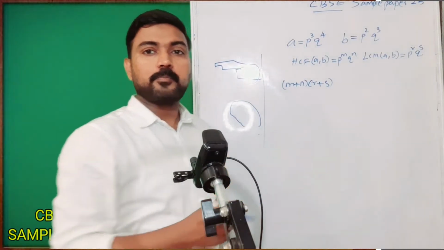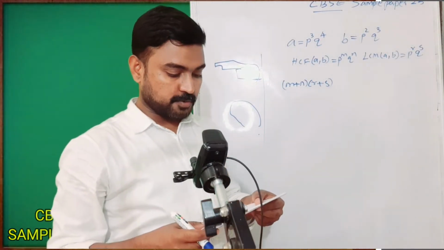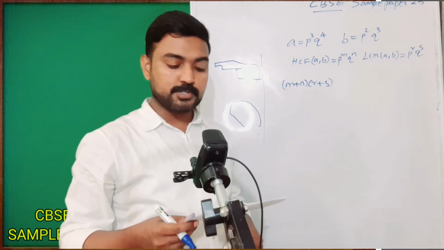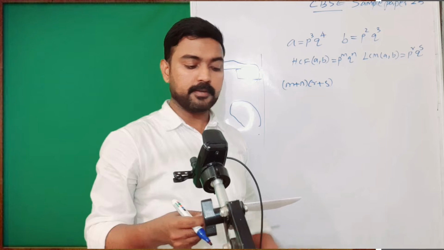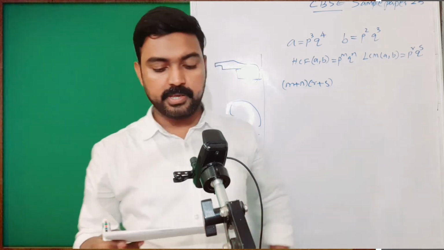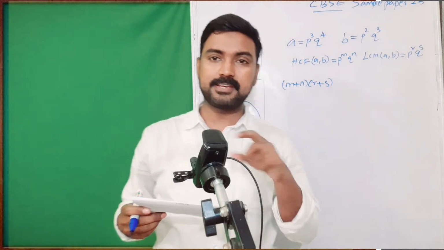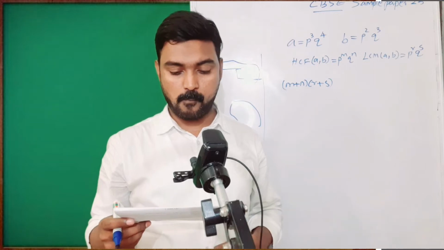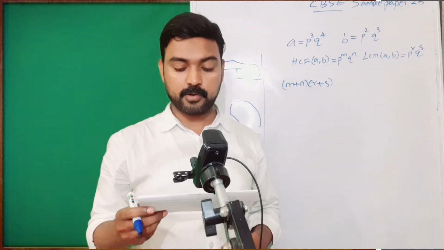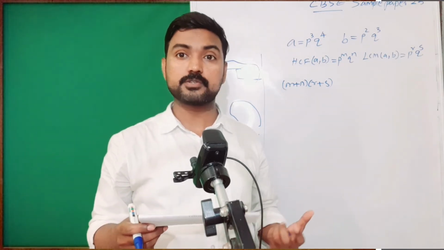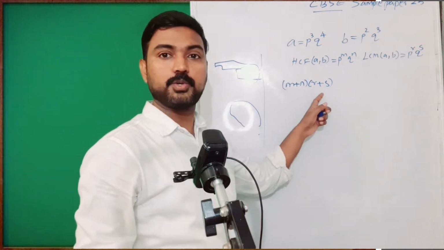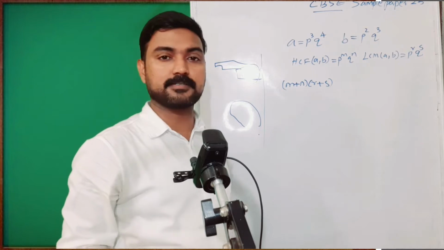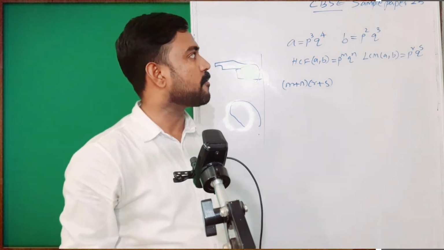A is equal to P raised to 3 Q raised to 4 and B is equal to P square Q raised to 3, where P and Q are prime numbers. If HCF of A, B is P raised to M Q raised to N, LCM of A, B is P raised to R Q raised to S. Find the value of M plus N into R plus S. How to find? Very easy.